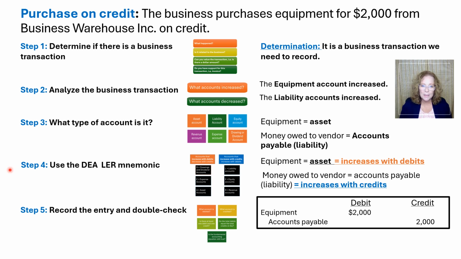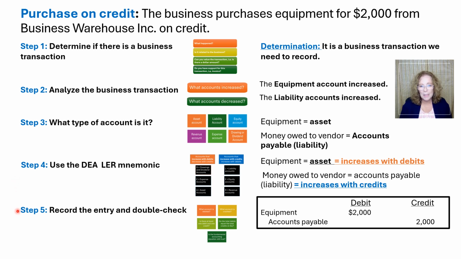So for our transaction, we determined that equipment is an asset and assets increase with debits. So we need to debit the equipment account. What about the second part of our transaction? Because of double entry bookkeeping, the accounts payable account increased, and we determined that accounts payable are a type of liability account. And liability accounts increase with credits. So credit accounts payable. Are you ready for step 5 to record the entry?